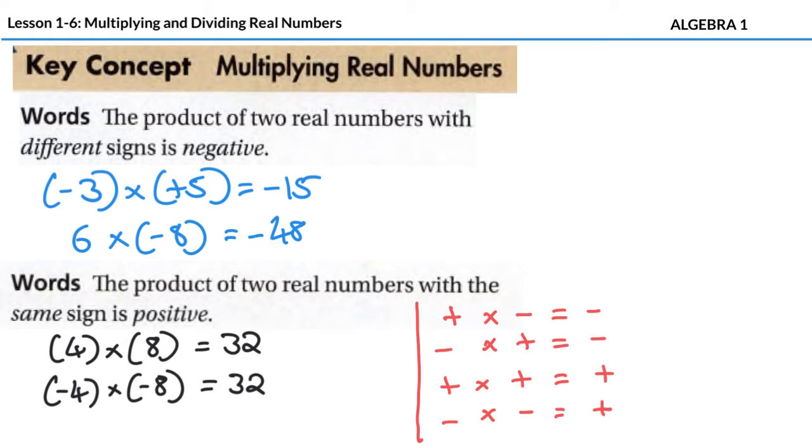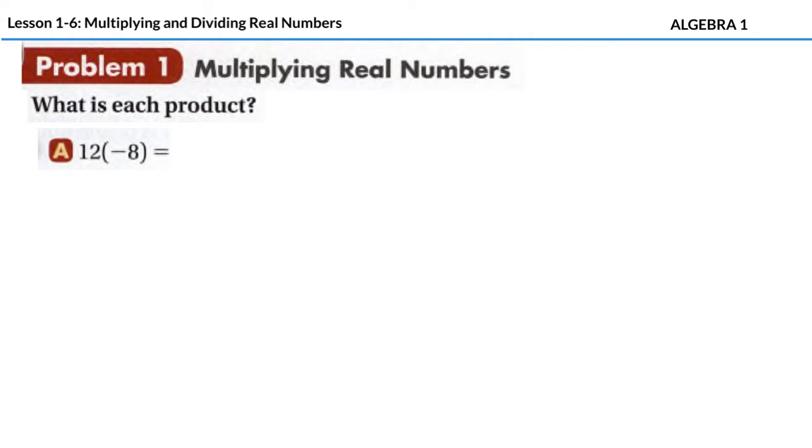Let's work out some problems. Let's try out these problems. 12 times negative 8. What is it going to be? First, is the product going to be a negative number or a positive number? It's going to be a negative number because 12 is positive and 8 is negative. Two numbers with different signs are multiplied, so the product is going to be negative. So 12 times 8 is 96. So 12 times negative 8 is negative 96.